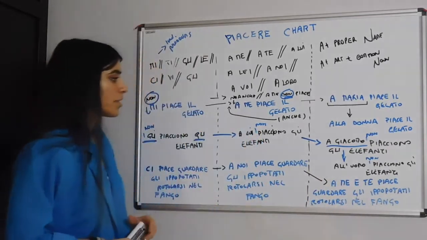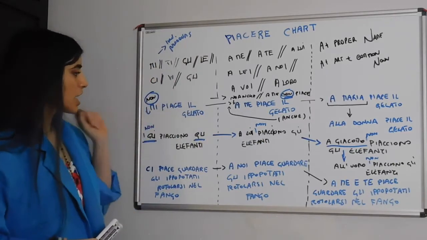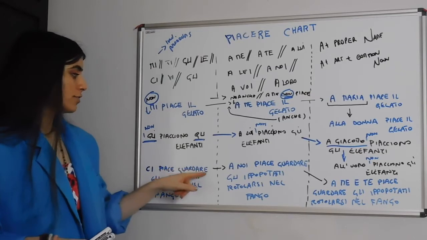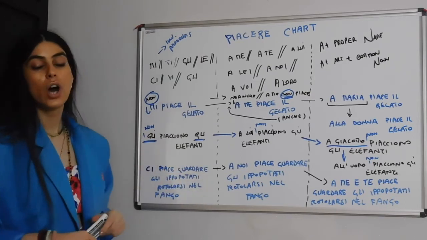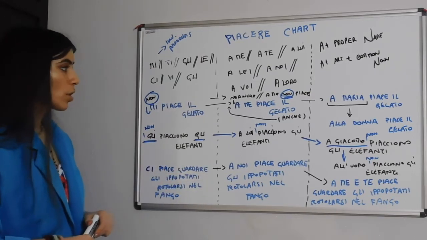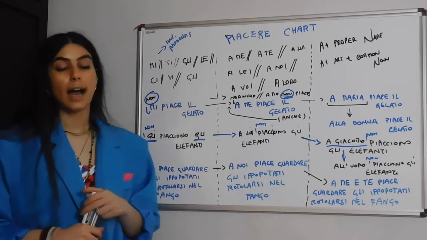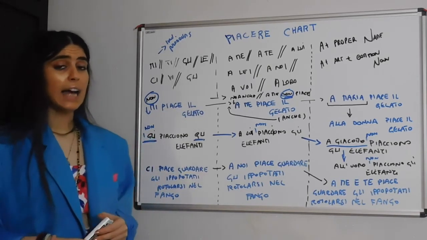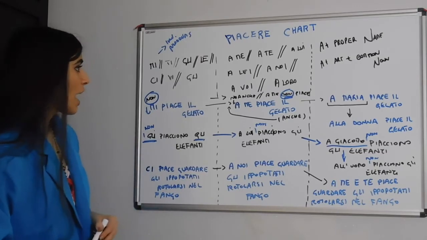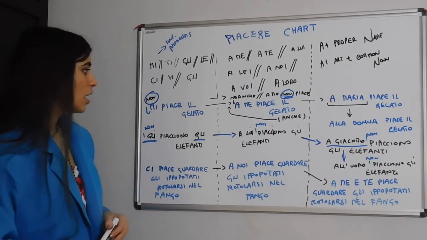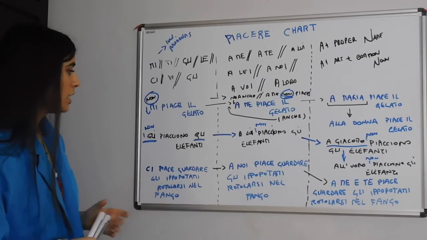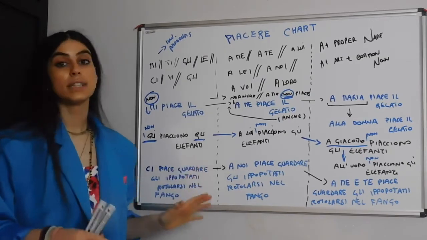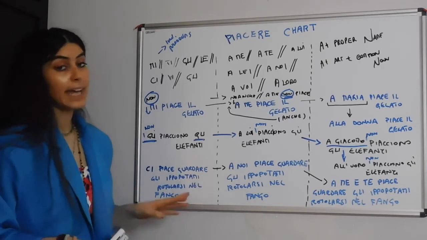One last observation. We have piace, as you know, for a singular object. We have piace for verbs. We have piacciono for plural objects. I think, guys, all of this should be pretty clear. I don't really see any reason for you not to understand this. So the key again is to practice.